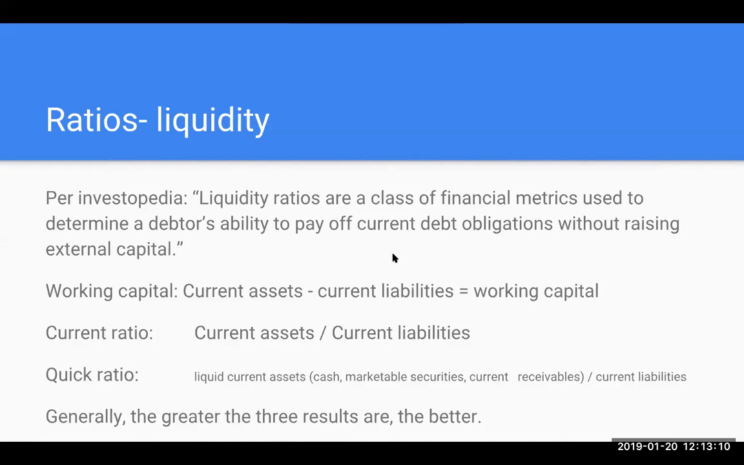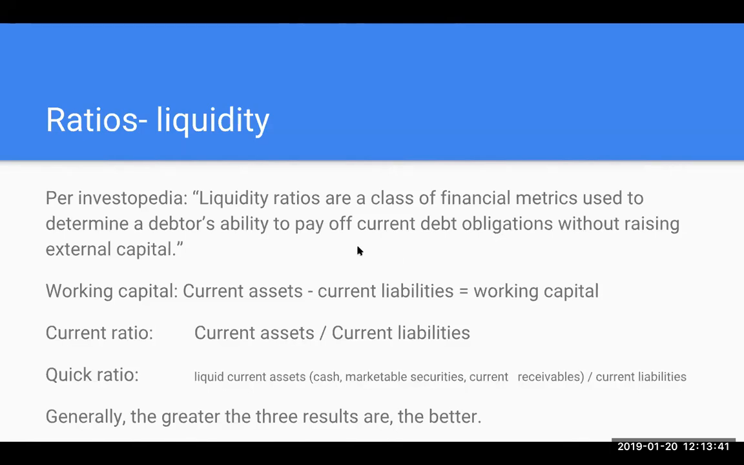The first type of ratio is the liquidity ratio. And per Investopedia, liquidity ratios are a class of financial metrics used to determine a debtor's ability to pay off current debt obligations without raising external capital. Notice here the word current. This is really important because when we look at these ratios that deal with liquidity, we're only looking at current assets and current liabilities.